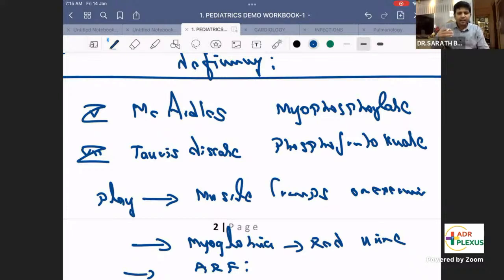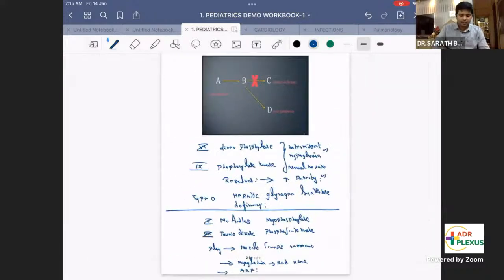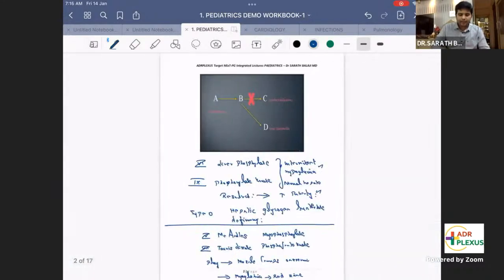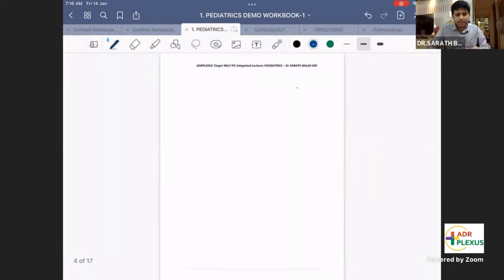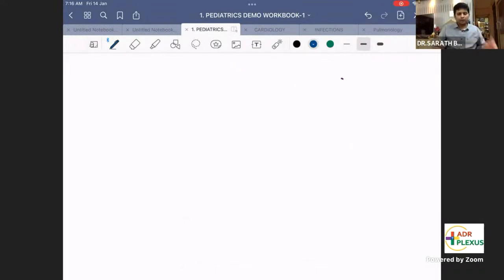Invariably, when it is not attended properly, it can lead to red-colored urine or myoglobinuria. Sometimes it can lead to acute renal tubular necrosis. So we had completed hepatic glycogen storage disorder. We had completed muscle glycogen storage disorder, and finally, we are left out with one. What is that? That is type 2.